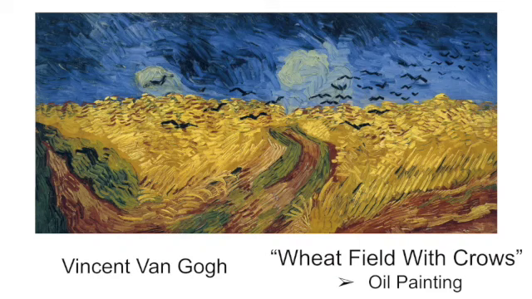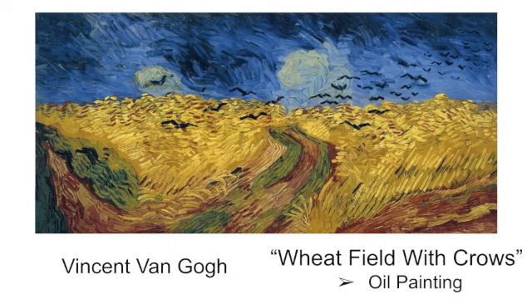The artist we're learning about today is Vincent Van Gogh. The title of this piece is "Wheat Field with Crows." Make sure that you put that in quotation marks because that's the title. The medium, or what this piece was made with, is oil paints. So this is an oil painting.